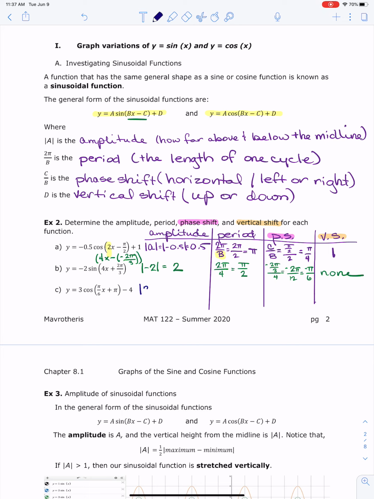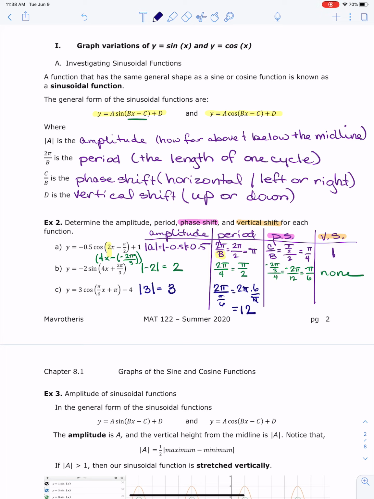C, our amplitude is 3. Our period is 2 pi over pi over 6, which looks a little different than we're used to. Keep in mind, whenever we divide by a fraction, it's the same as multiplying by a reciprocal. So that gives me 2 pi times 6 over pi. My pi's cancel. I get a period here of 12. Looks a little different than the first two. There is no pi involved. Keep in mind, in real life situations where our period is based on an amount of time, it may not be divided up into pi units.